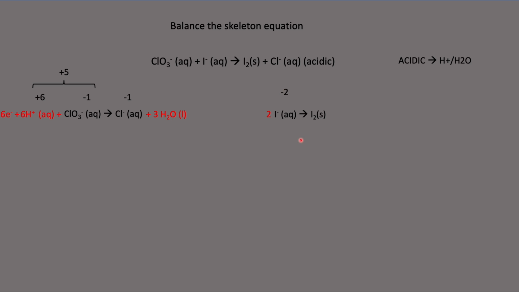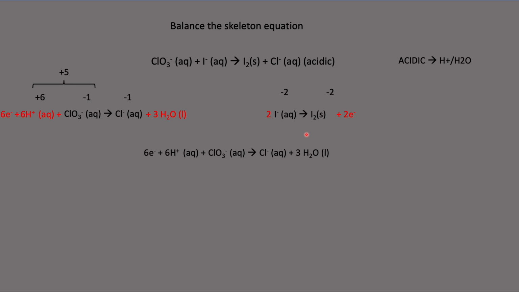So let's look at the charges now. Here we are at a charge of -2 because we have 2 iodide ions. Here we're at a charge of 0 because it is neutral. So we're going to add 2 electrons on this side so that we can match the charge on this side. So now we're at -2 on both sides, as you can see.